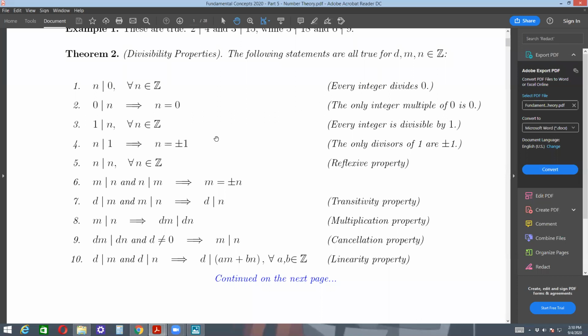Basically, what you have there is that every integer divides itself, which is intuitive because if you divide any number by itself, you get 1. So every number is actually a multiple of itself.